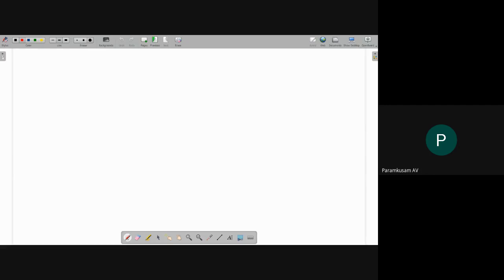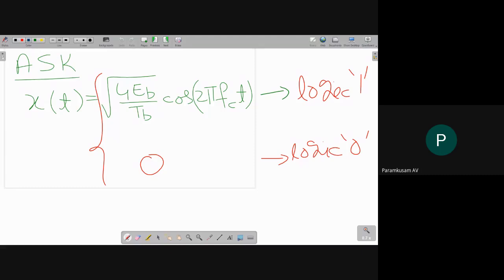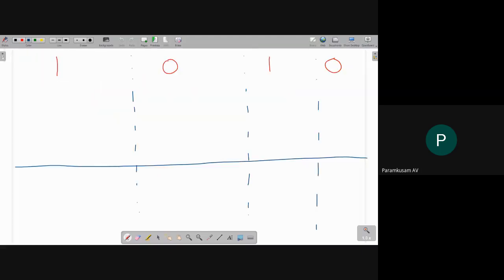Now we see the waveform of ASK signal. Here I transmit 1 0 1 0 1 0 1. During logic 1, what is x of t? When logic 1 is transmitted, root of 4EB by TB cos 2 pi FCT.